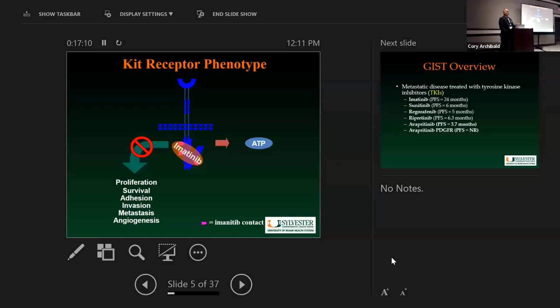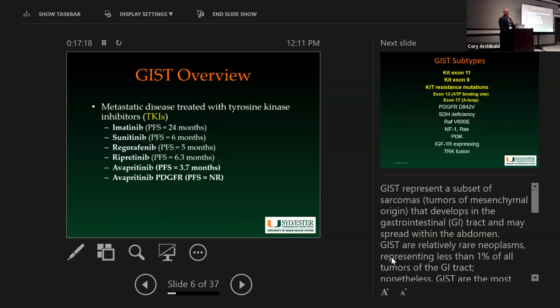Imatinib, of course, was the first medicine used to treat patients with metastatic GIST, and now it is used in the adjuvant setting. But there have been a number of other trials with other kinase inhibitors: sunitinib, regorafenib, ripretinib, and avapritinib, particularly in PDGFR mutated GIST. We'll discuss D842V, but it is also effective against non-PDGFR and PDGFR non-D842V GIST.